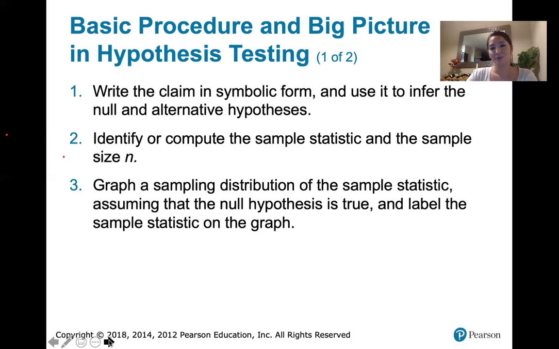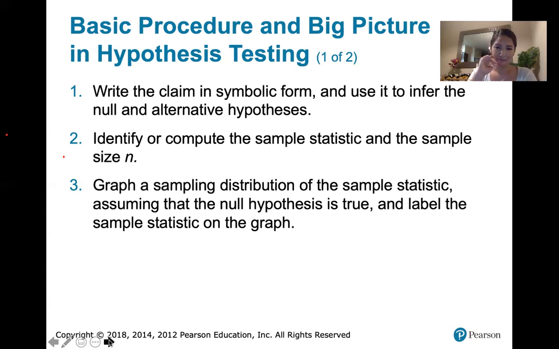After you identify the sample statistic and the corresponding sample size n, we want to graph the sampling distribution of the sample statistic, assuming that the null hypothesis is true, and label the sample statistic on the graph. So we've got this graph. We're assuming that the null hypothesis is true. That typically gives us the value of the mean of that sample statistic. So we're saying that the true population proportion is this value, or the true population mean is this value, or the true population standard deviation is this value. So we know the mean of that distribution.